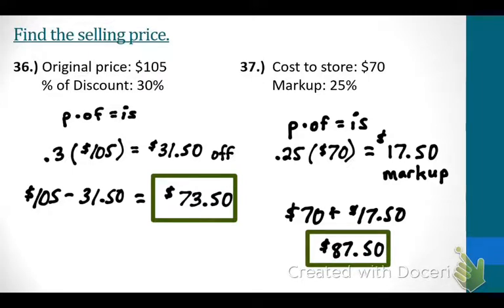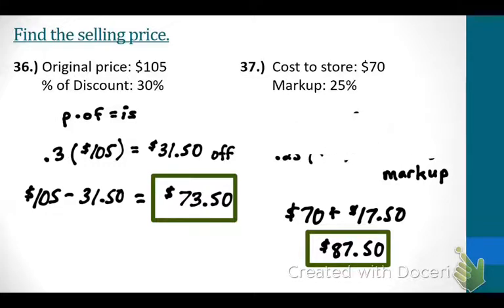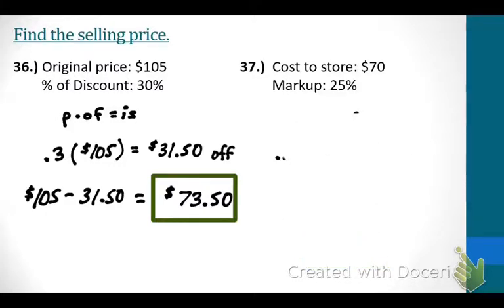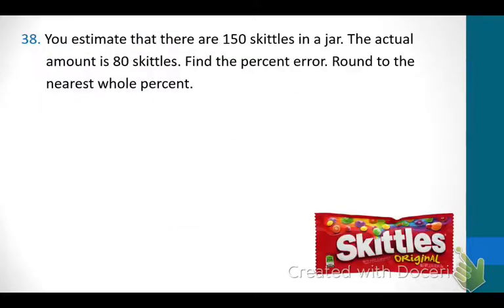Okay, there's another way that I taught you long ago. If you wanted to find the markup, I said, remember, everything comes out of 100%. Actually, I'm not going to show you that way for right now. That was more if we wanted to do it with the discount. Okay. We're just going to move on to number 38. You estimate that there are 150 Skittles in a jar. The actual amount is 80 Skittles. Find the percent error and round to the nearest whole percent.